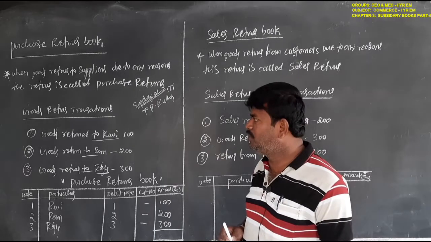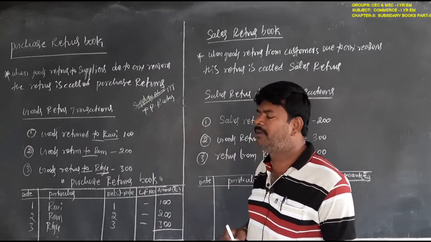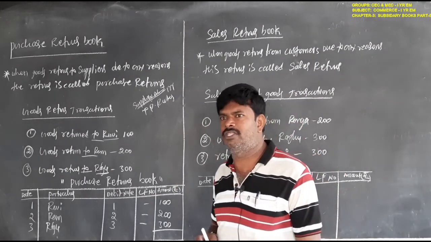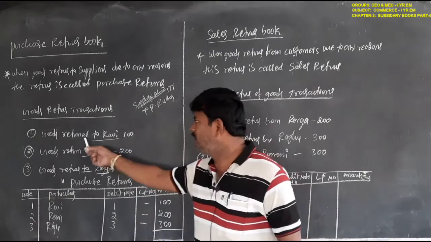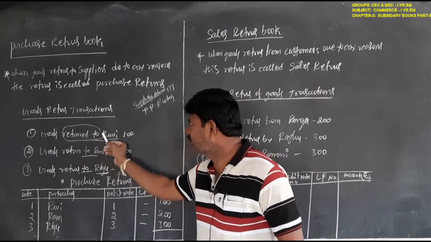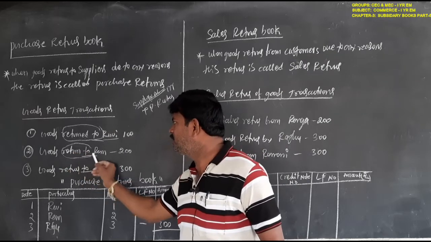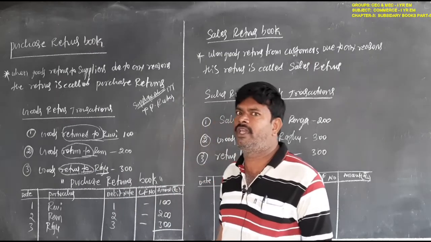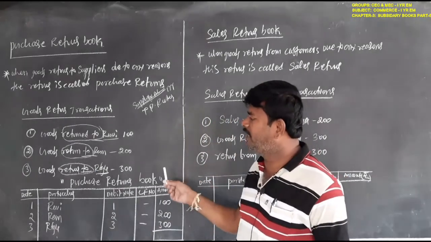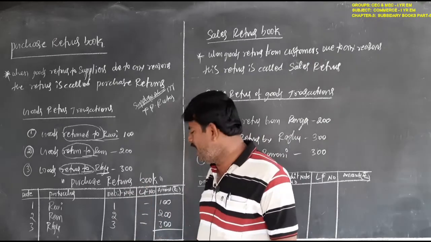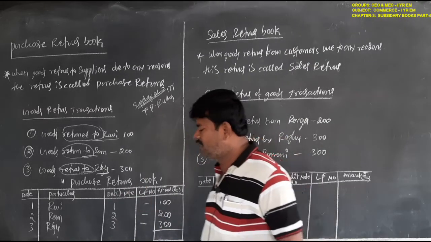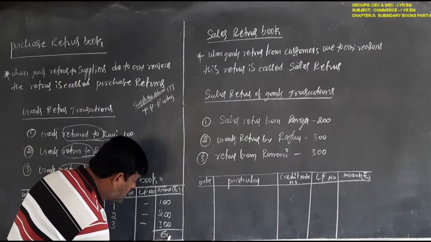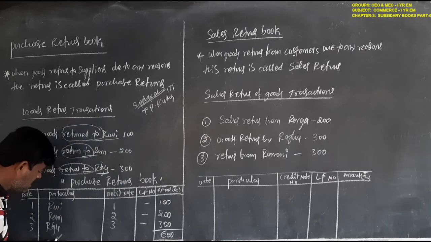So "returned to", whatever it may be, is very important in every transaction in the purchase returns book. Here also "return to", this is the key point. When the problem is given this way, you have to compulsorily record it in the purchase returns book. And after recording the transactions and totaling them, the amount is 600 rupees, you have to write it just like sundries.